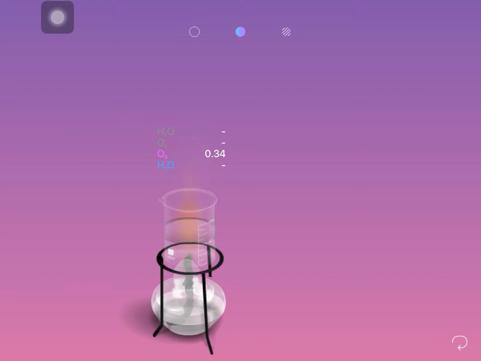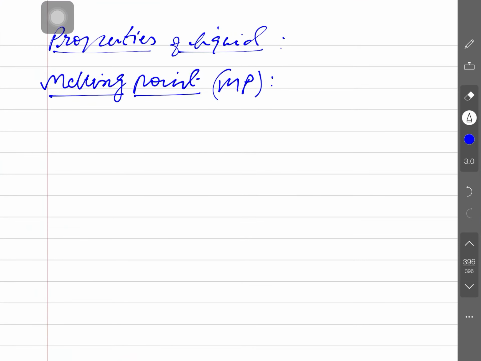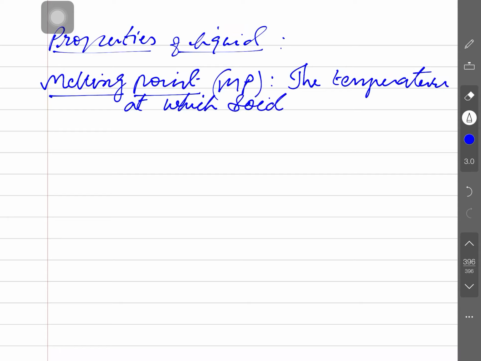But what do you understand by melting point? Melting point relates to the ice state of water. You may write down the definition here: the temperature at which a solid starts converting into liquid. This is called the melting point.